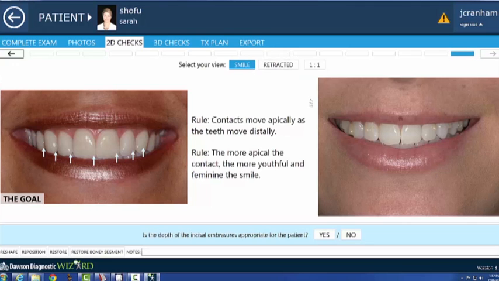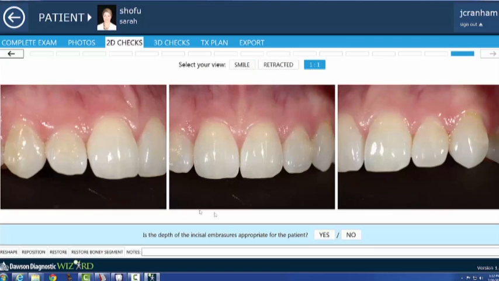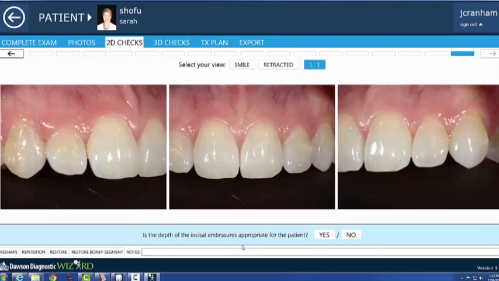And then the last pictures we take, we've got 3 views. We've got the smile, we've got the retracted view, and then we've got these close-up shots. And notice, particularly with the close-up shot with the black background, how well we can see these embrasure spaces. So we're being asked, is the depth of the incisal embrasure appropriate for the patient? Well, Sarah's a younger woman, and to have a lot of curvature to the incisal edges, I think is very feminine and attractive, and she definitely has that. Notice how the embrasure gets deeper the further we go back in her mouth. That's what we want to see.